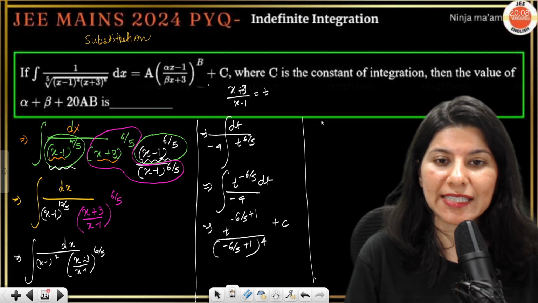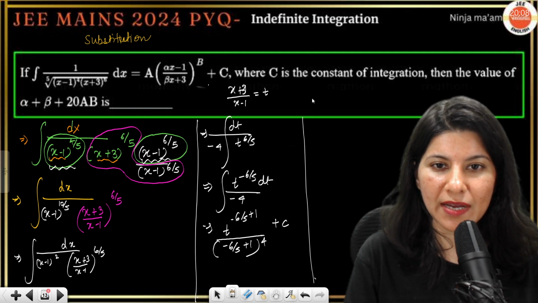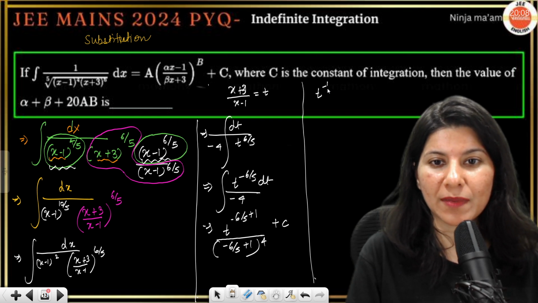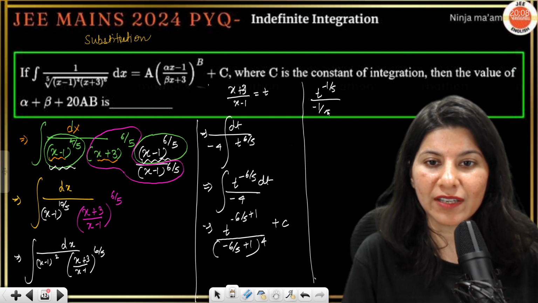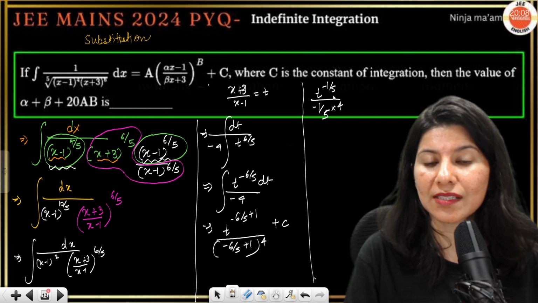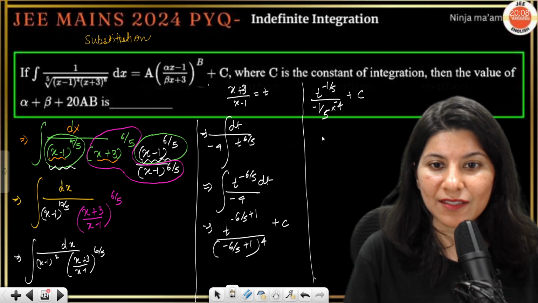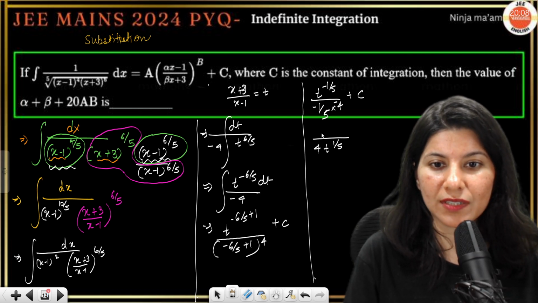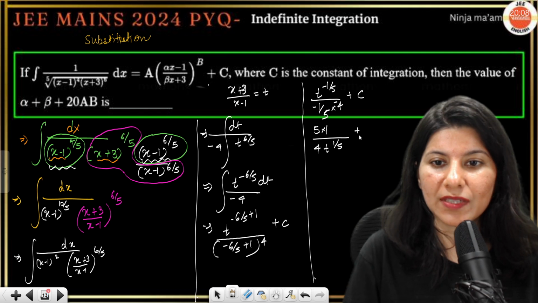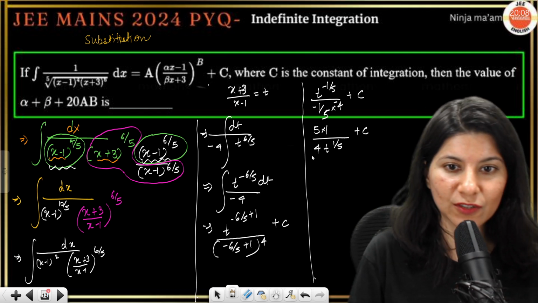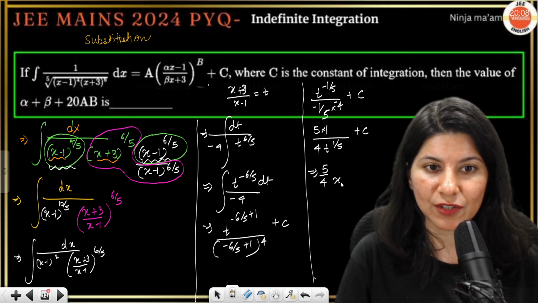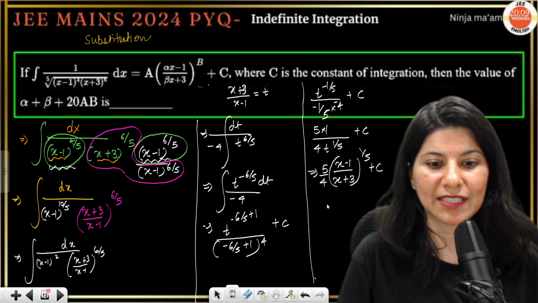Now just tell me, t raised to power minus 6/5 plus 1 is minus 1/5. So t^(-1/5) on (-1/5) into 4. So this is minus into minus 4, plus c. So this is going to be t^(-1/5)... that is 5/4 t^(1/5) plus constant. Now it's absolutely perfect. Now we have 5/4. You put the value of t right here, which is (x+3)/(x-1) raised to power 1/5, plus constant. This is your final answer.